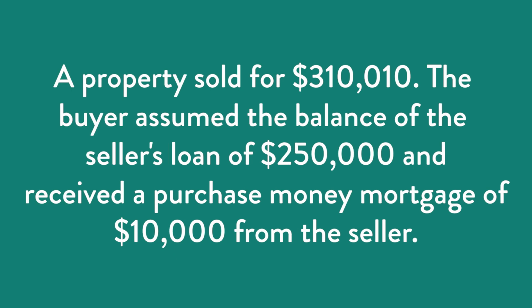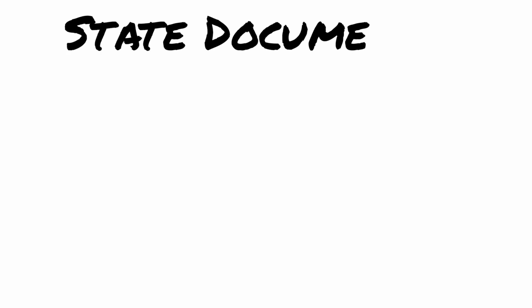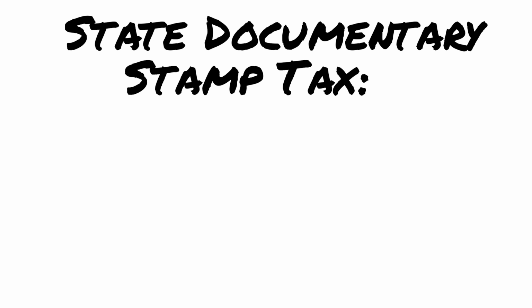Next question. A property sold for $310,010. The buyer assumed the balance of the seller's loan of $250,000 and received a purchase money mortgage of $10,000 from the seller. What are the total state documentary stamp taxes on the deed? So to answer this, we only need to calculate the state documentary stamp tax on the deed.